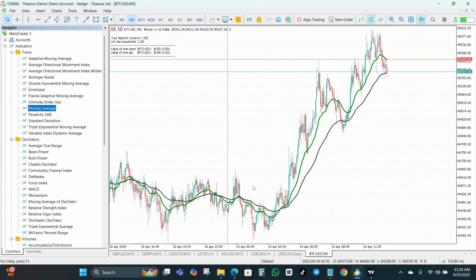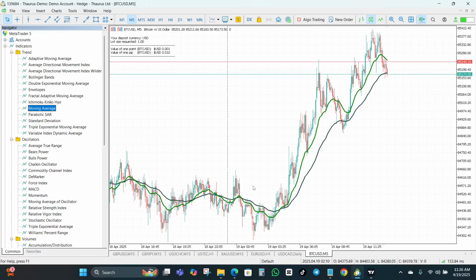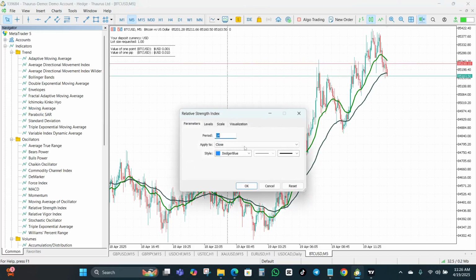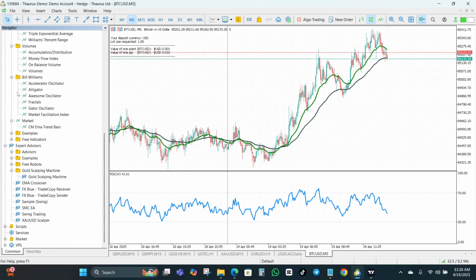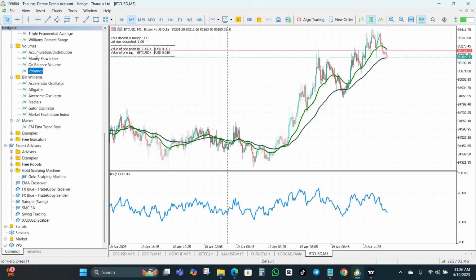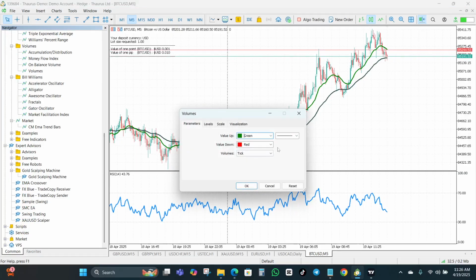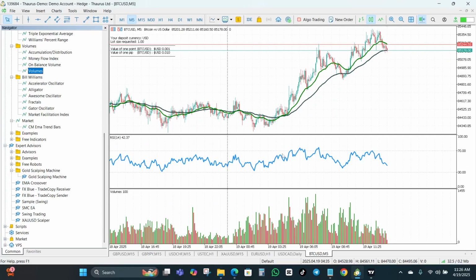So after adding these EMAs to the chart, then you add the RSI set to 14, the relative strength index set to 14 period. Okay, and then also you add your volumes indicator. Add your volumes indicator as well. Okay, so that's all you need. Okay, here's how it works.